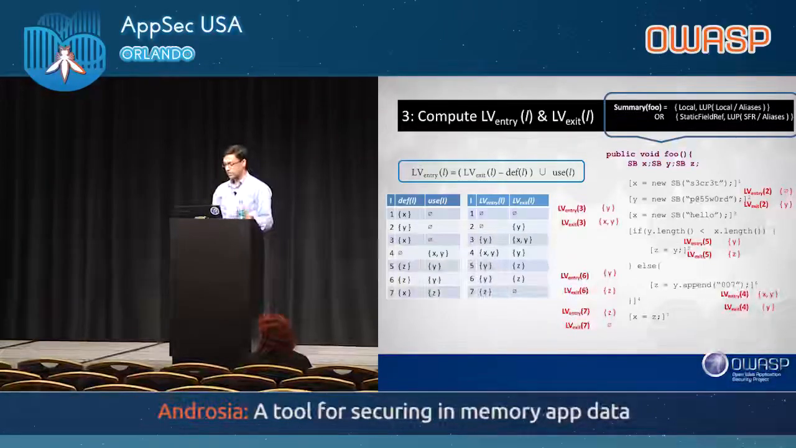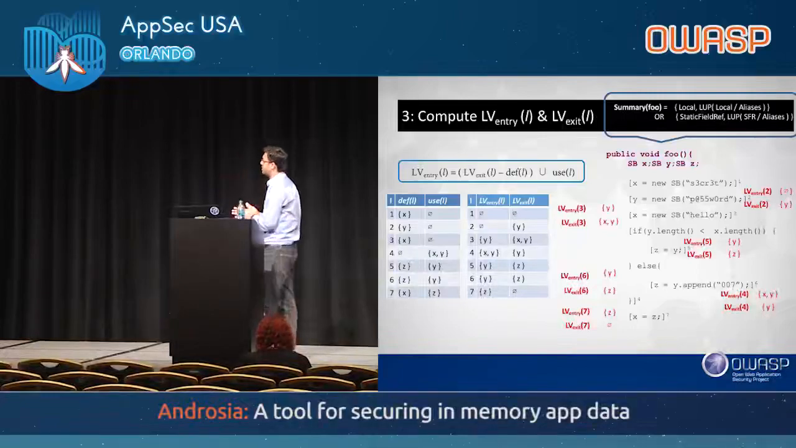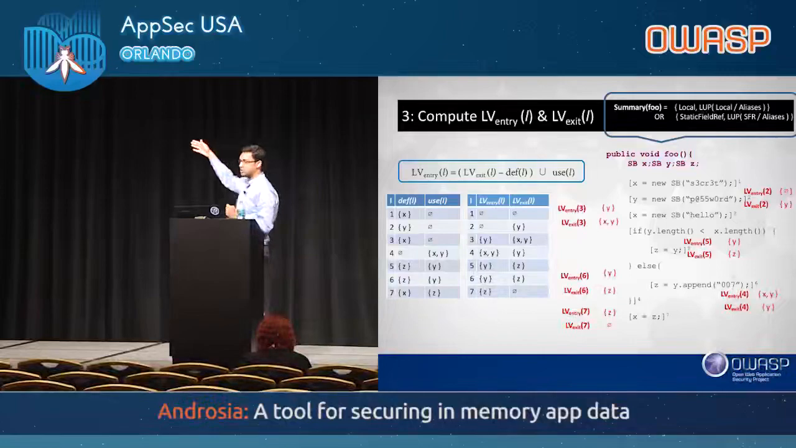So that's how we basically automate this live variable detection for our purpose. And we store it in a summary. Every variable along with the last usage point of that variable. Every static field reference along with the last usage point of that static field reference.